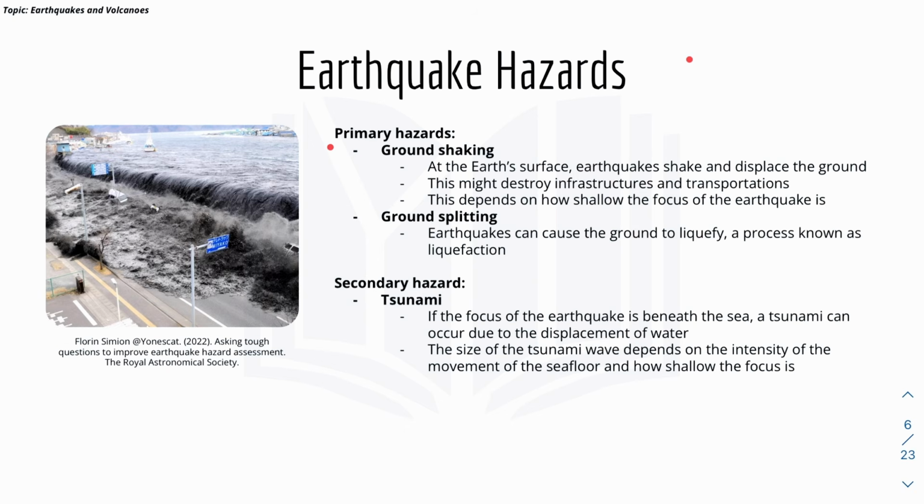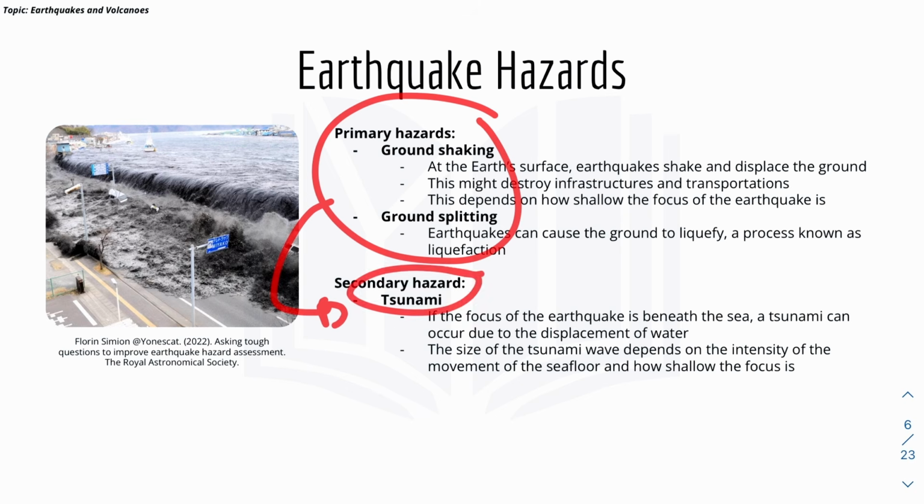And here we have some notes on earthquake hazards. So earthquake is associated with primary and secondary hazards, where primary hazards are basically hazards that are directly caused by earthquakes, for example, ground shaking and ground splitting. Secondary hazards are hazards that are caused by primary hazards. So for example, because the ground shakes and the ground splits, this causes currents, like big waves, to be formed in the ocean, which will cause a tsunami. So basically these hazards cause this hazard right here.